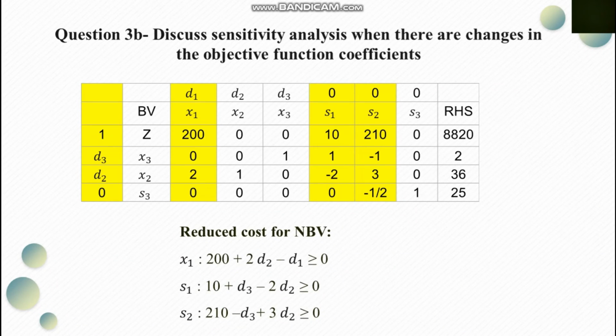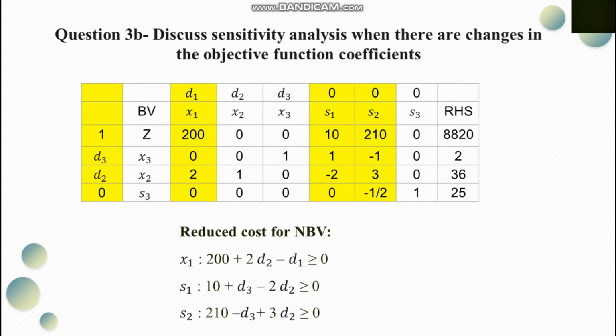Coefficient. If the objective function is changed, we need to find the reduced cost for NBV. This is the optimal tableau of the modified problem in terms of D1, D2 and D3. The NBV in this tableau are X1, S1 and S2. Since this question is a maximum problem, the reduced cost for NBV is greater than or equal to 0.